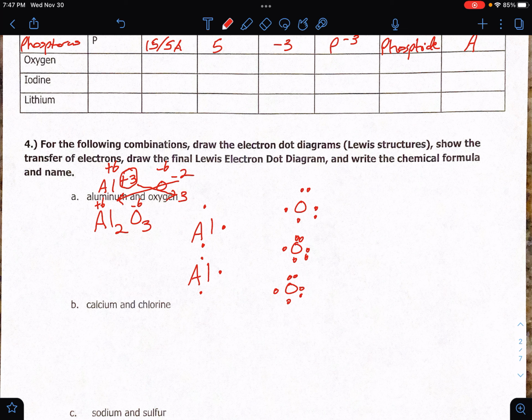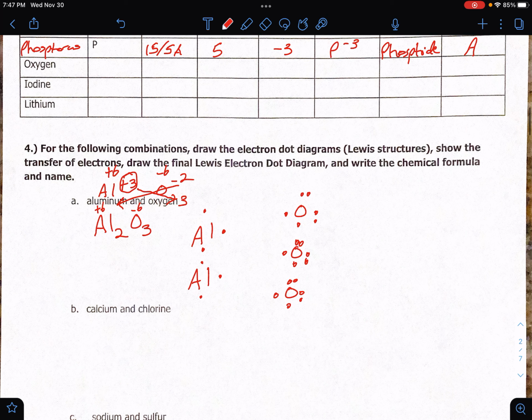Okay, so if we look, oxygens have 6, they need 2 more. So what they're going to do is start taking electrons from these aluminums to basically equal out to 8 because they want that perfect 8. So 1's going to go here and fill up this vacancy right here. 1's going to go fill up this vacancy right here. So that oxygen is going to be good because now it has 8.